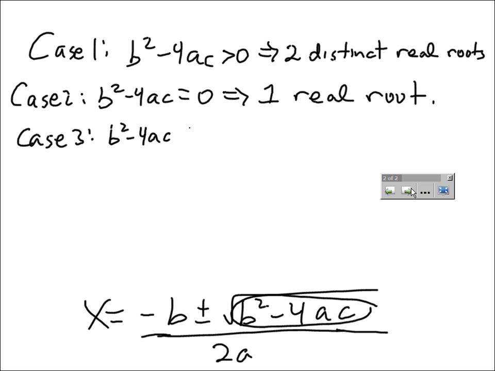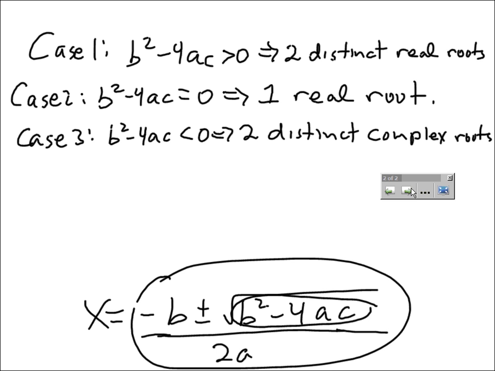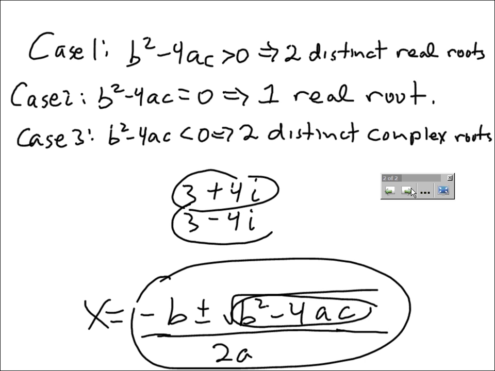If what's under the radical is negative, you'll have two distinct roots, but they'll be complex. Two distinct complex conjugate roots. The complex roots of a quadratic equation are conjugates. If you look at the formula, you should be able to argue to yourself why they'll be conjugates. Like 3 plus 4i and 3 minus 4i. These are conjugate numbers. And since they're complex numbers, we call them complex conjugate numbers.